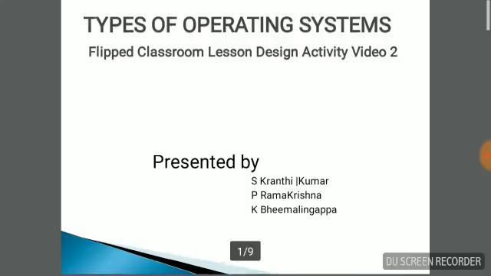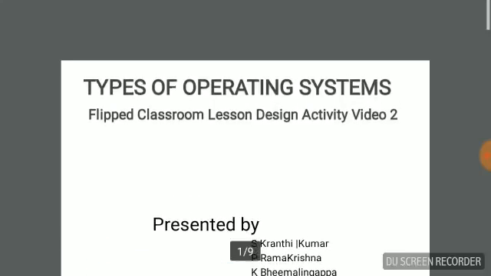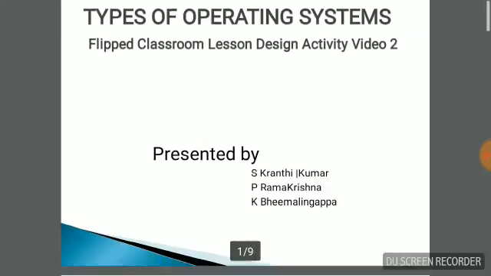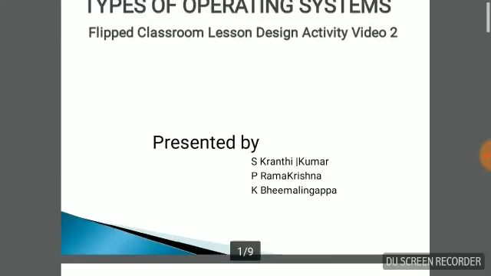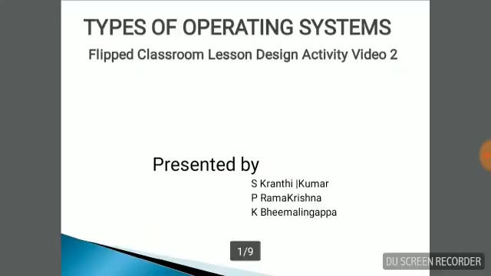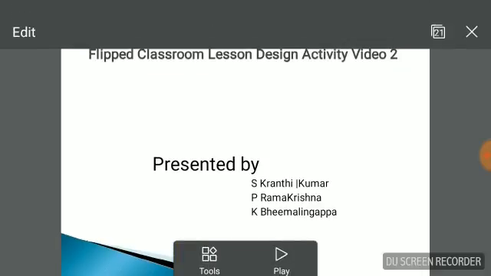Next, the contents are types of operating systems: simple batch systems, multi-programming batch systems, multi-processor systems, distributed operating systems and real-time operating systems.